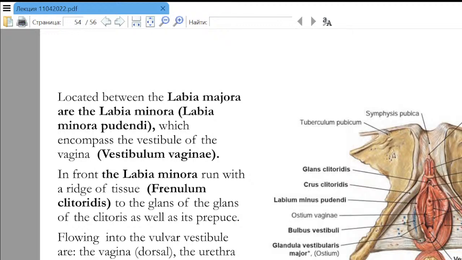Approximately 1.5 cm below the clitoris, the efferent duct of the Bartholini glands. Bartholini glands. Preputium clitoridis. Crus clitoridis.